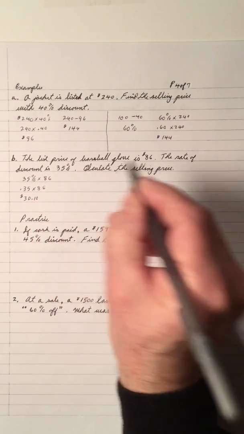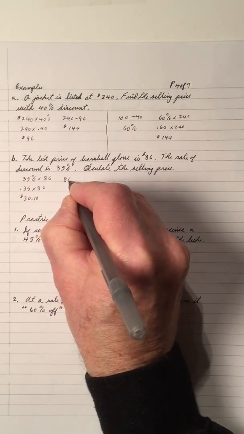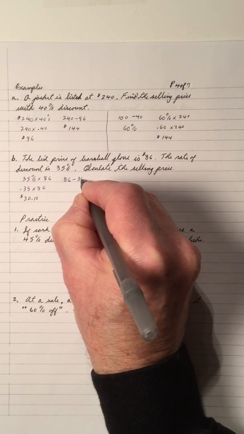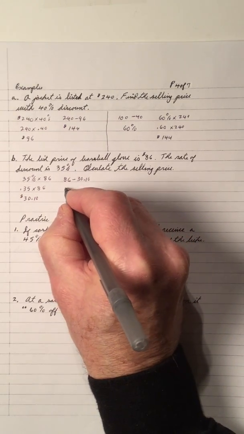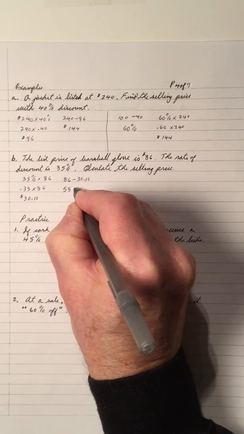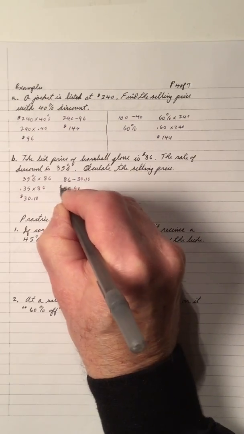And if you take that off the price of the glove, $86, subtract $30.10, and that gives you $55.90 if you use your calculator.